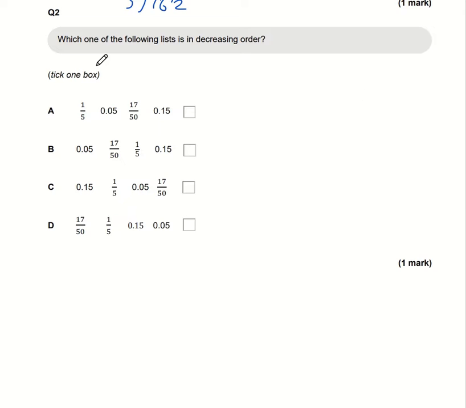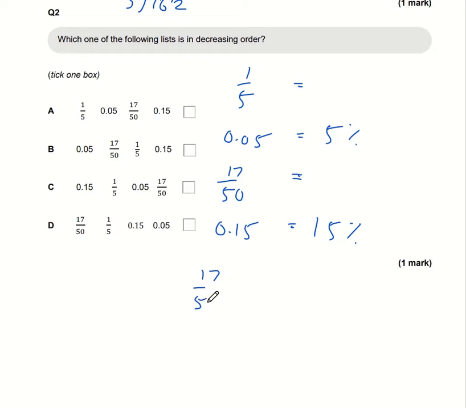Question number 2, which one of the following lists is in decreasing order? So I'm going to forget the list for now. They've all got the same numbers, so it's 1/5, 0.05, 17/50ths, and 0.15. What I'm going to do is turn all of them into percentages. You could turn them all into decimals. After all, 2 of them are decimals already, but I find percentages a lot easier to work with. And let's face it, converting decimals to percentages should be quite easy. We're just multiplying by 100, so 0.05 is 5%, 0.15 is 15%.